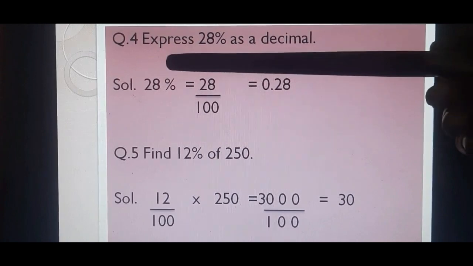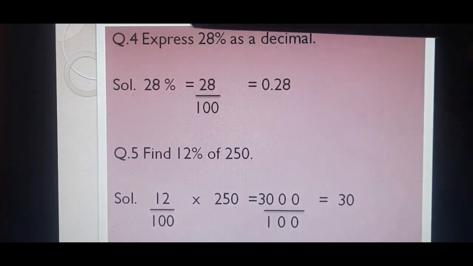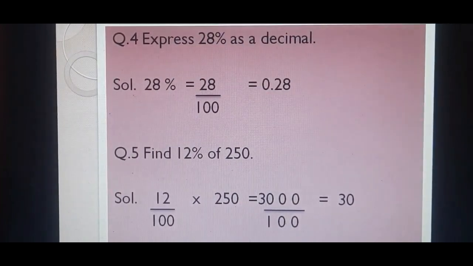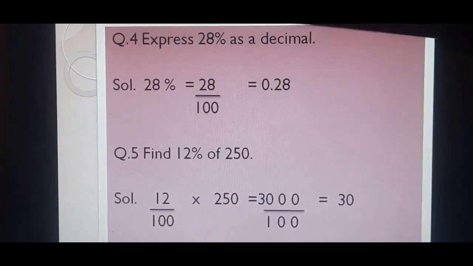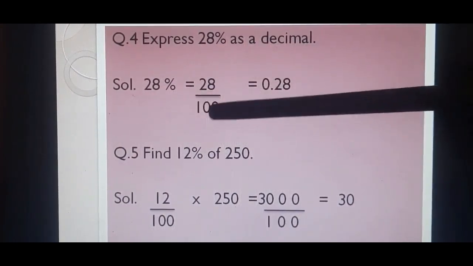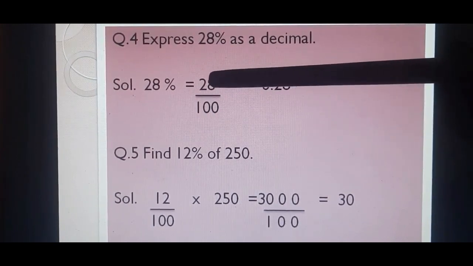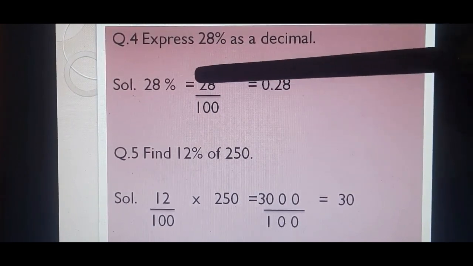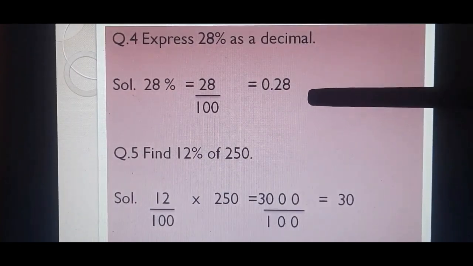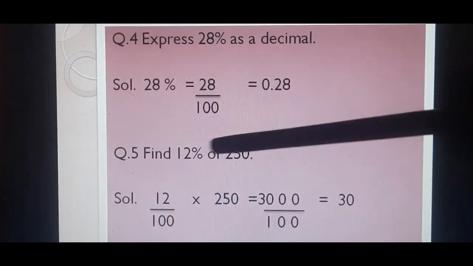Question number 4. Express 28% as a decimal. 28%. 28% means 28 upon 100. And we have to convert it into decimal. This is our fraction. We have to convert into decimal. We know that in denominator there are 2 zeros. So decimal will be there after 2 digits. So once tens, now put decimal. So our answer will become 0.28. Right?